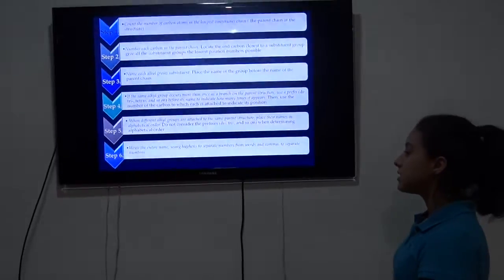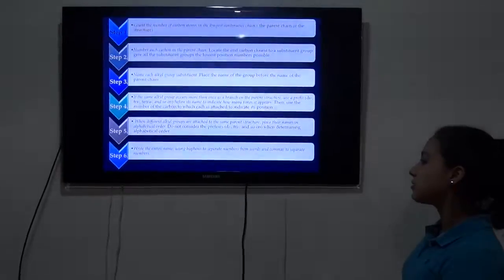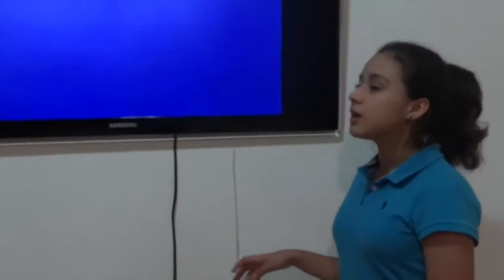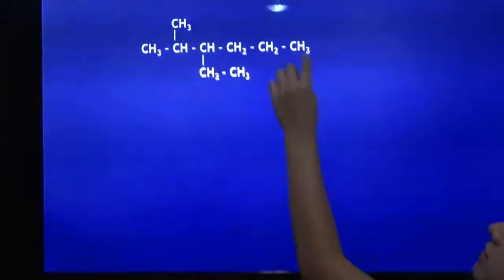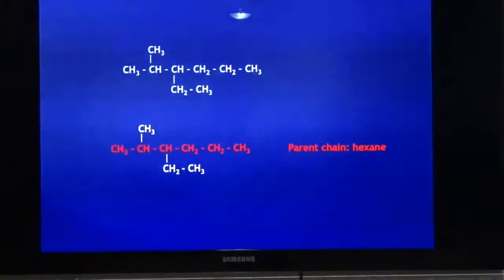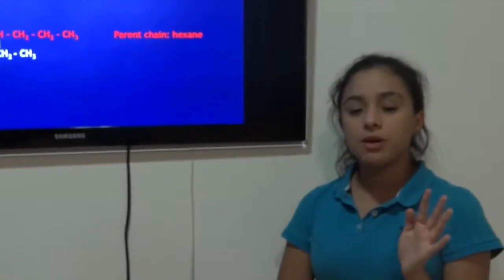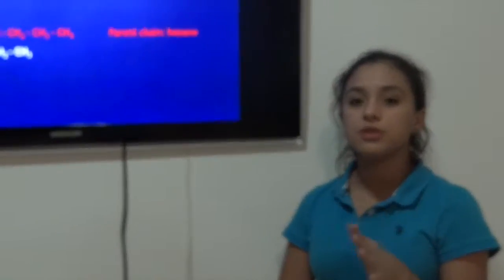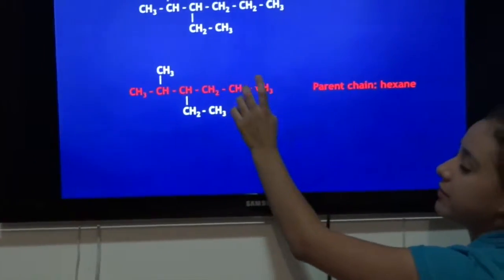Then step number 6 is to write the entire name using hyphens to separate numbers from words and commas to separate numbers. So okay, we start with step number 1, which is to identify the parent chain, the one that has more carbon atoms. So we have this one that has 6, so it will be a hexane. Then step number 2 is to number the carbon atoms in the parent chain, starting from the end closer to the substituent. So this one will be number 1, 2, 3, 4, 5, and 6.